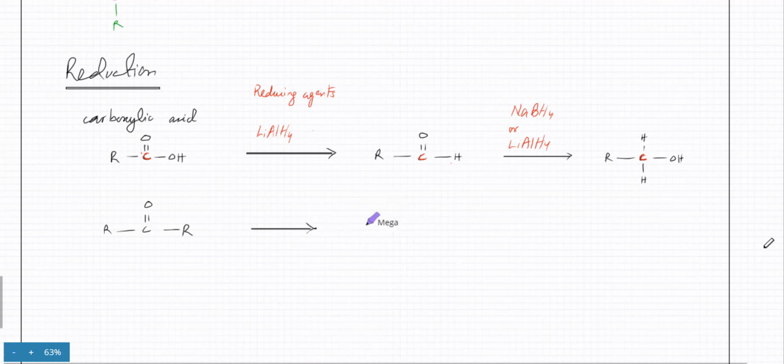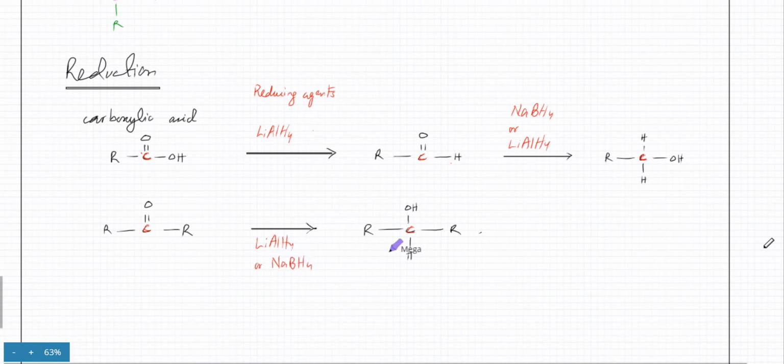So it would change into RC with OH and H. It would just change into an alcohol. The carbon would change into an alcohol. The reagents that would be used would be LiAlH4 or NaBH4.